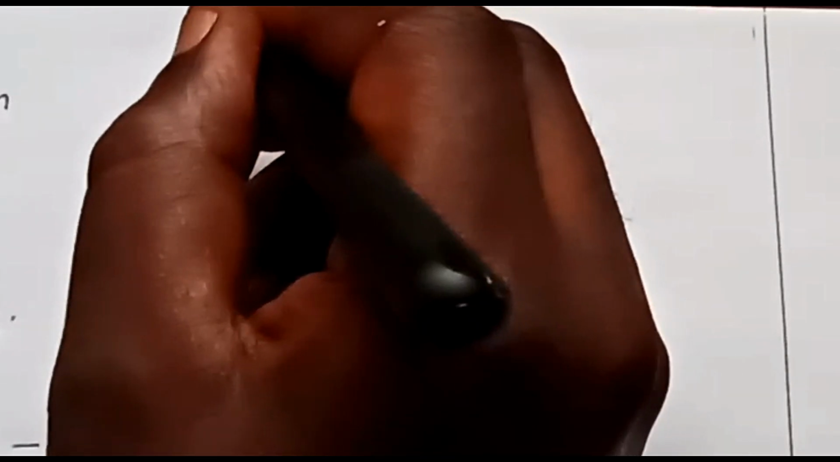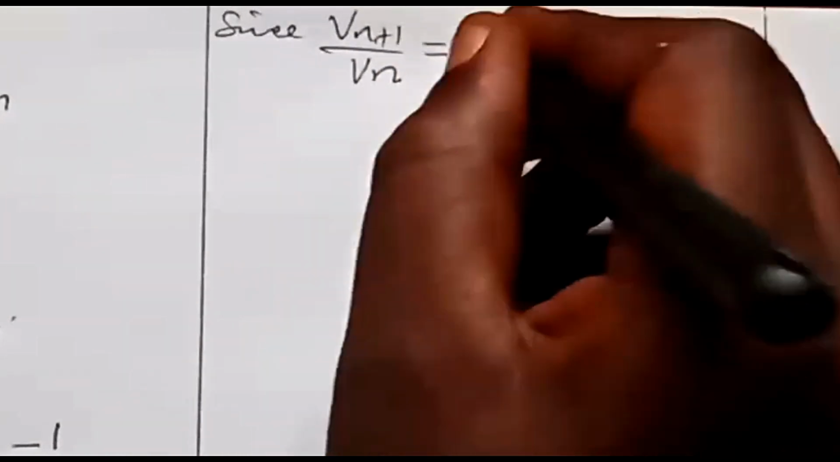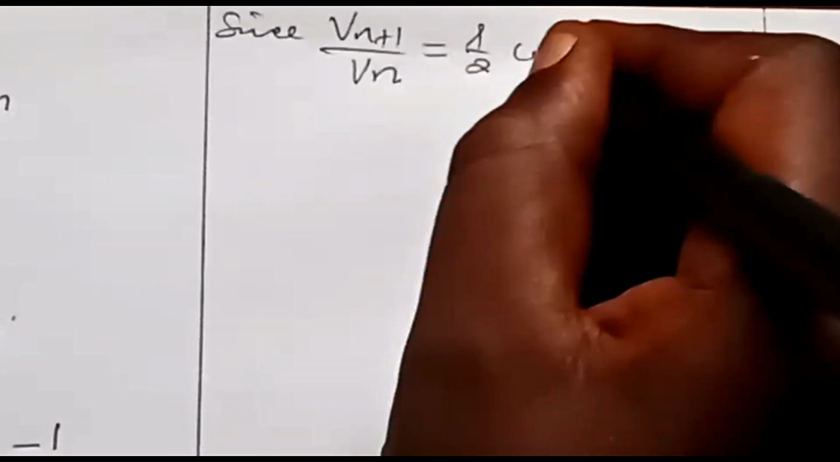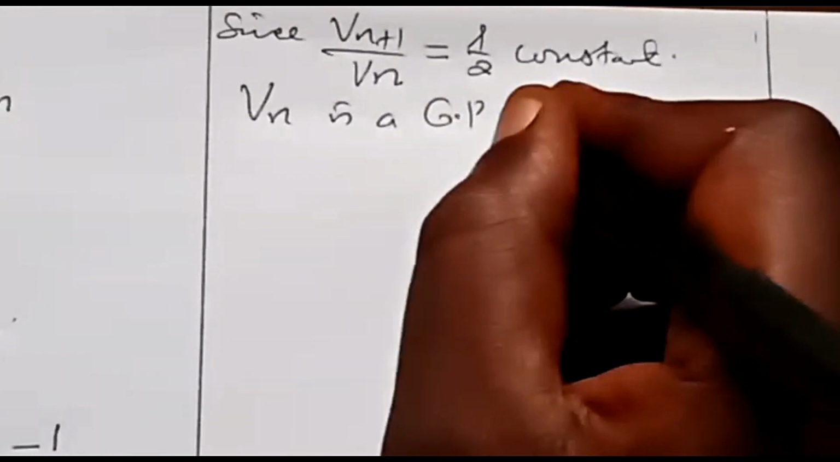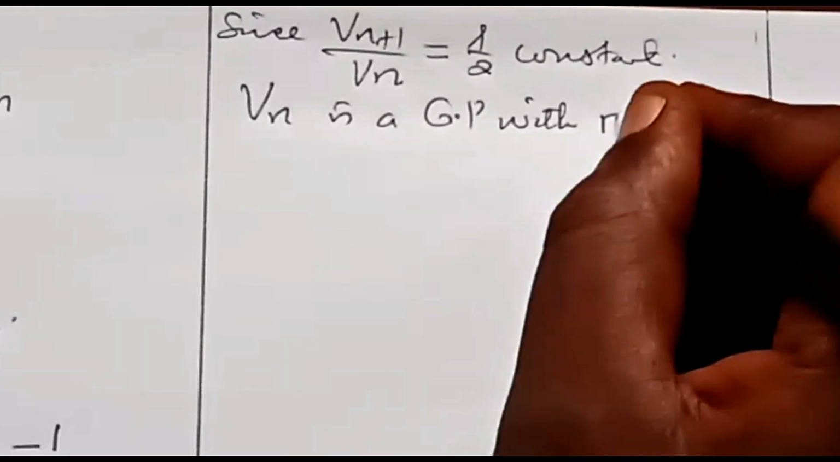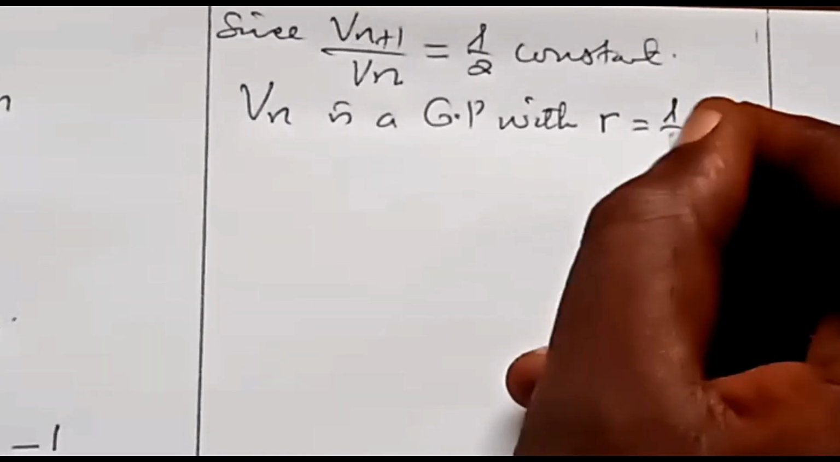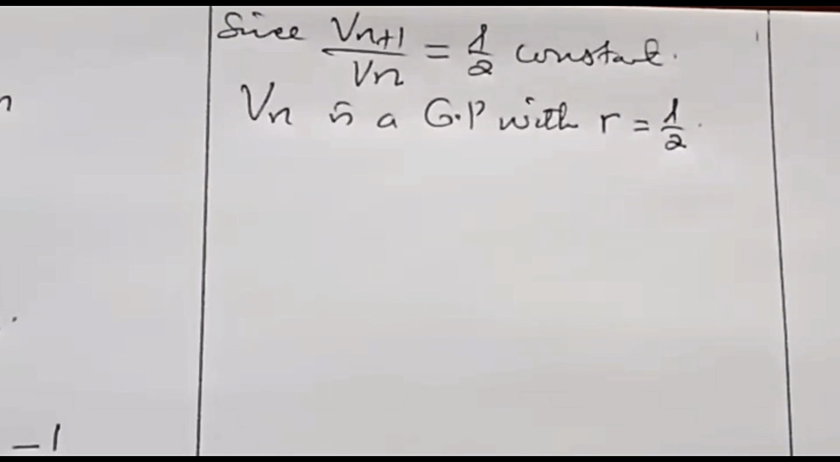So in conclusion, we say since Vn+1 all over Vn equals half, a constant, Vn is a GP with common ratio being half. As the question said, we should state the common ratio.